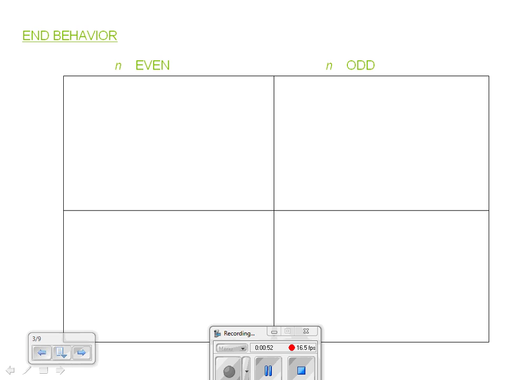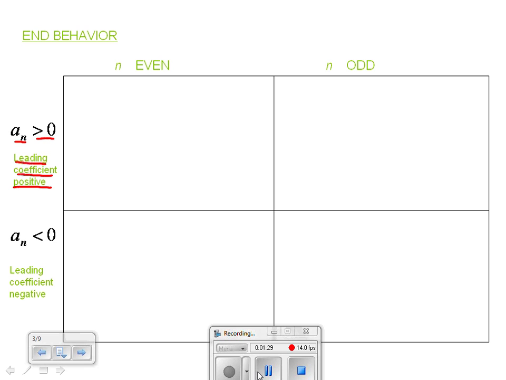where my first column is going to be the circumstances where my degree is even. And my second column is going to be the circumstances where my degree is odd. If you think about it, if we have degrees that are positive whole numbers, they're either even or they're odd. The second thing I'm going to consider is whether or not my leading coefficient is positive. Leading coefficient positive, which means a sub n is greater than 0, right? Positive. Or whether my leading coefficient is negative.